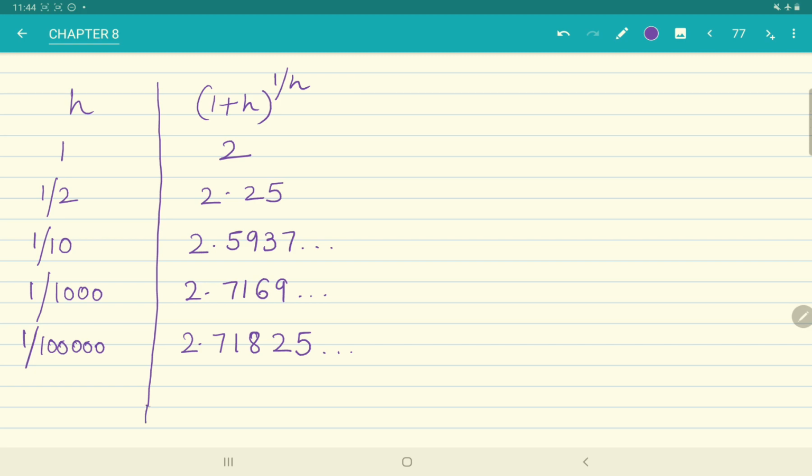If I take 1 by 1,000,000, that means I take 10 lakh, so that will be 2.71828, and it goes on. Basically, I can see that as h tends to 0, this expression 1 plus h raised to the power 1 by h tends to e.